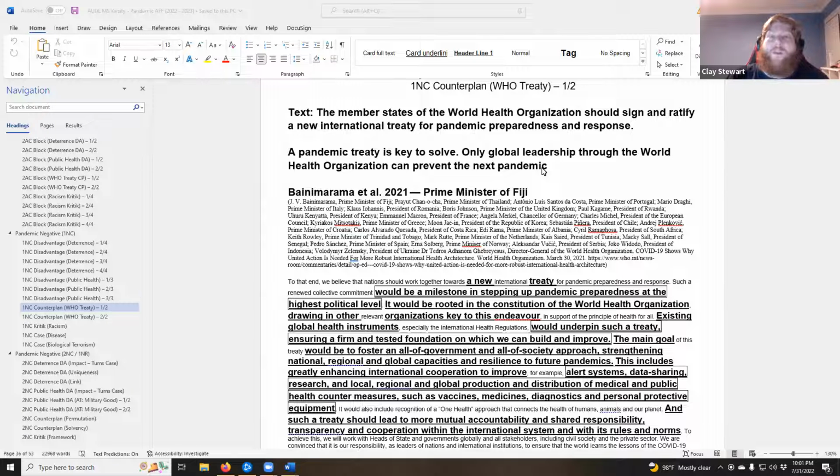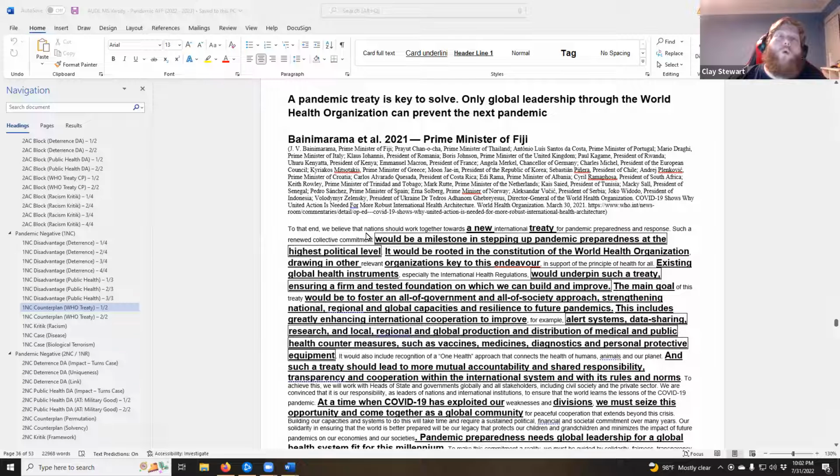So what are the net benefits? What are the reasons why we should prefer this counterplan over the plan? Well, it avoids the two disadvantages, right? It doesn't cause NATO to trade off or expand its mission beyond its funding, and doesn't cause the military to become more involved in public health, right? Because it's the World Health Organization doing the work. So we have two arguments here.